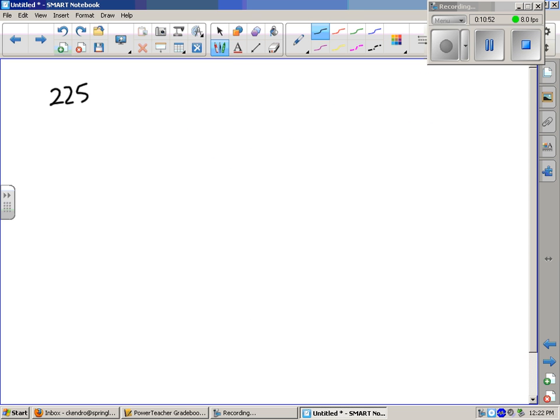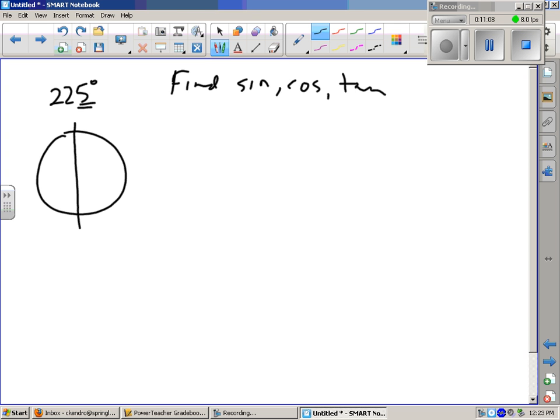Let's do a couple examples. If I have 225 degrees, I want you to find sine, cosine, and tangent. All right, 225, that ends in a 5. That makes me think it's probably going to be a 45. Let's double check. Look on your circle, find 225. It's right here, 225 degrees. That's a 45. This is negative, this is negative. This is always going to be positive.